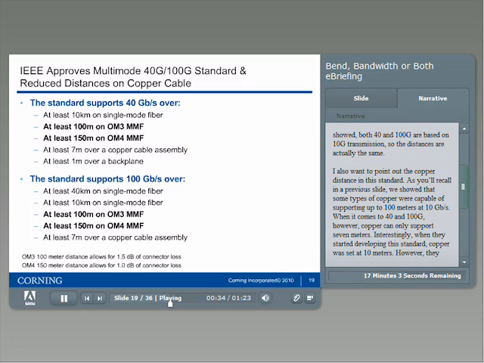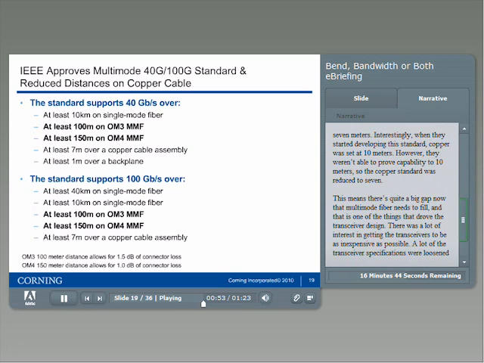I also want to point out the copper distance in this standard. As you'll recall in a previous slide, we showed that some types of copper were capable of supporting up to 100 meters at 10 gigabits per second. When it comes to 40 and 100 gig, however, copper can only support 7 meters. Interestingly, when they started developing this standard, copper was set at 10 meters. However, they weren't able to prove capability to 10 meters, so the copper standard was reduced to 7. This means there's quite a big gap now that multimode fiber needs to fill, and that is one of the things that drove the transceiver design.